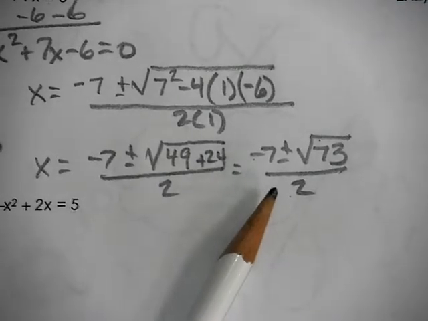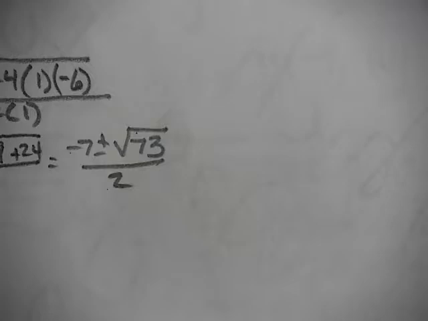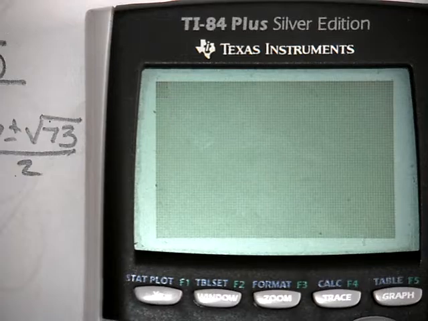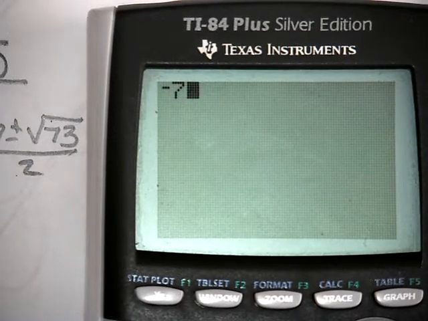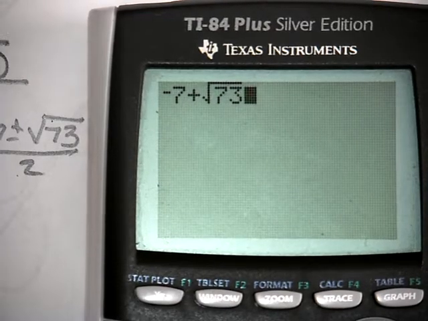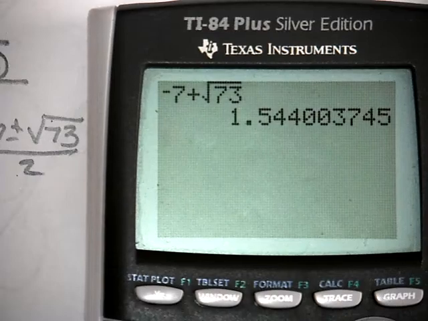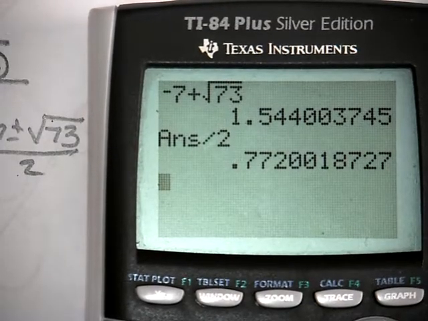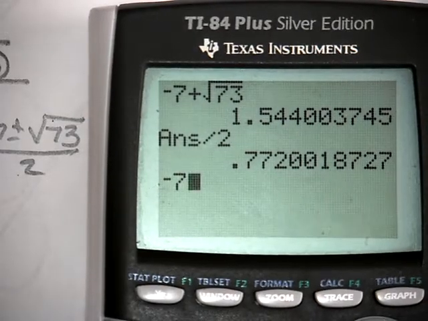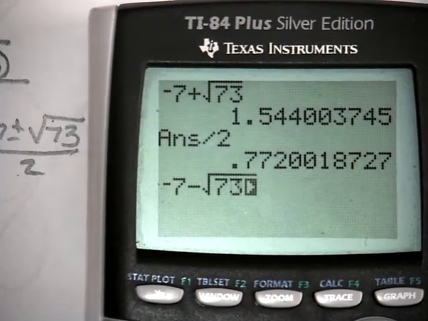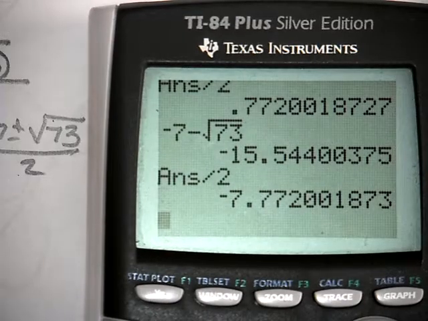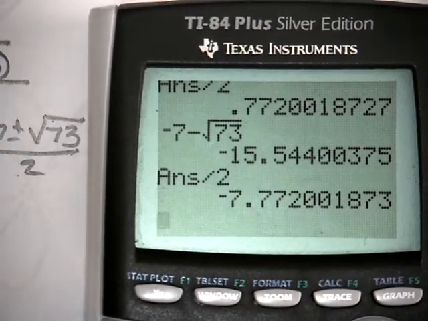How are we going to use our calculator to determine their decimal version? We take negative 7, plus we have the square root of 73. We can hit enter, then divide that by 2. We got 0.77. And we also have negative 7 minus the square root of 73 divided by 2. So we have 0.77 and we have negative 7.77.